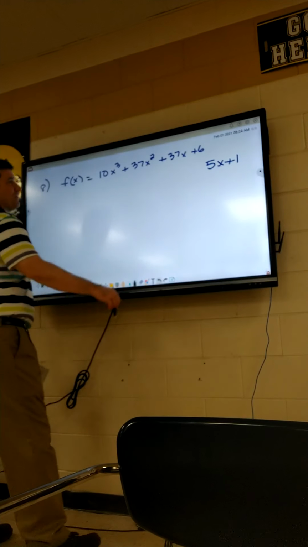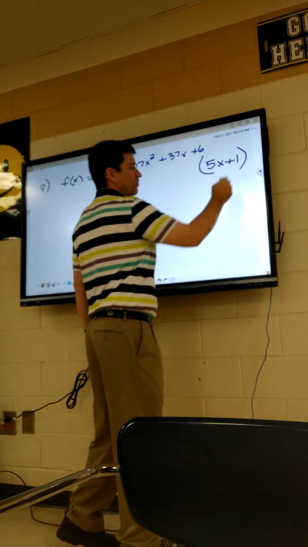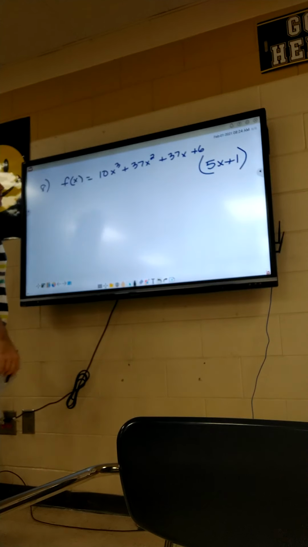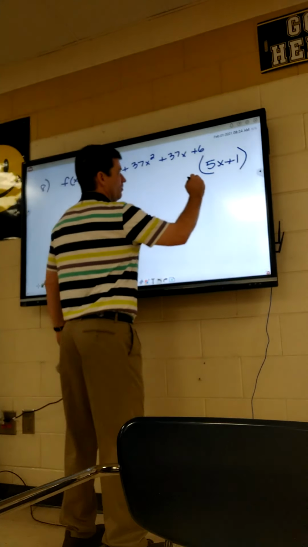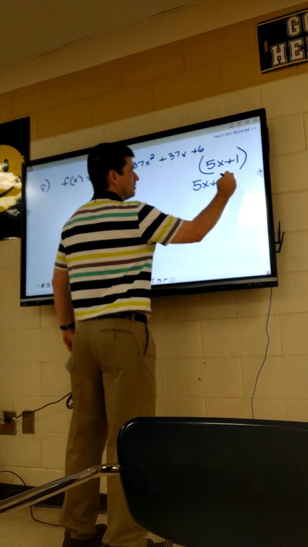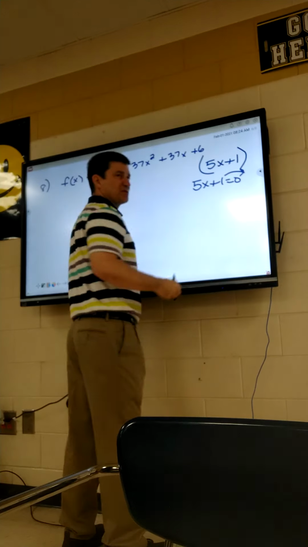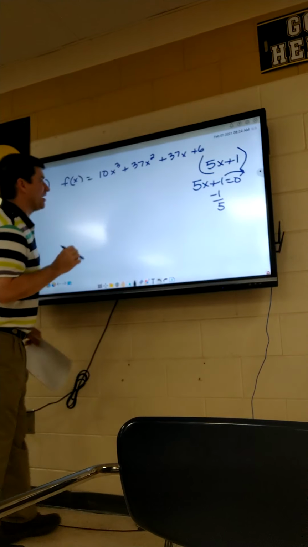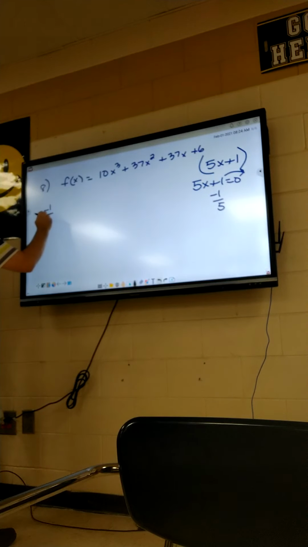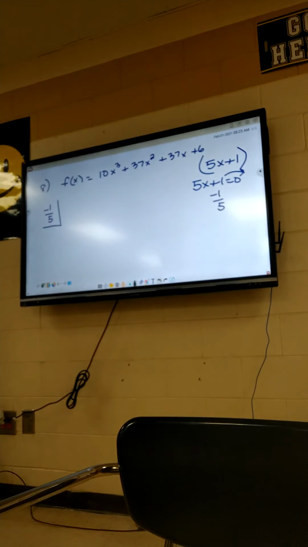So this time we got 5x plus 1 that we have to decide what goes into the box. So this is a different problem. Anybody want to guess how we figure that out? All right, when we set this equal to 0, and I move plus 1 over, what's it become? So I got negative 1 over 5. That goes in your box this time. Negative 1 over 5. All right, did y'all do anything like this last year? Maybe?